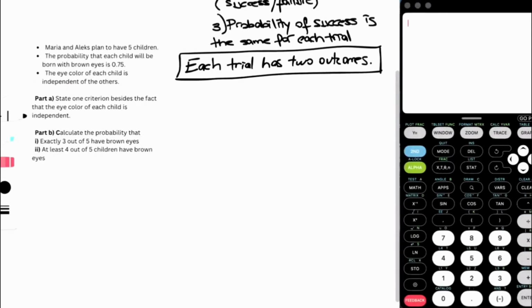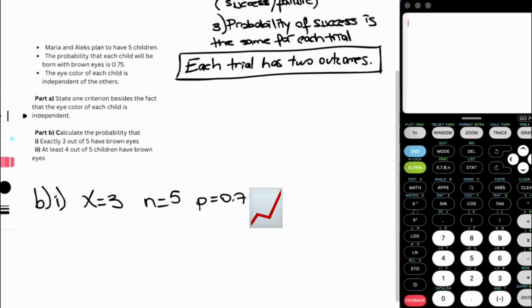In part B, the first section, we will calculate the probability that exactly 3 out of 5 children will have brown eyes. We will be using the TI-84 calculator. Let X represent the number of children with brown eyes, which follows a binomial distribution with the parameters n equal to 5, the number of trials, and p equal to 0.75, the probability of success. To calculate an exact binomial distribution value, we will be using the binomial PDF.